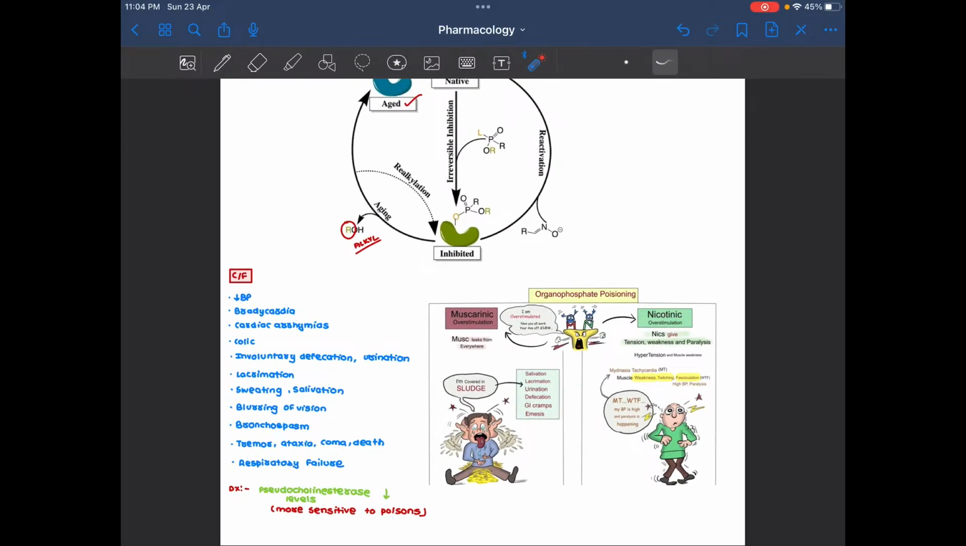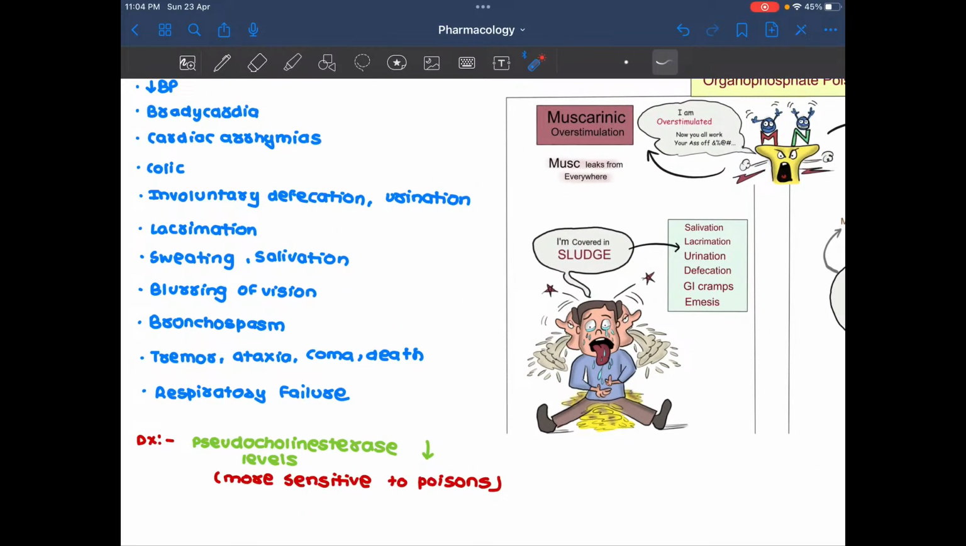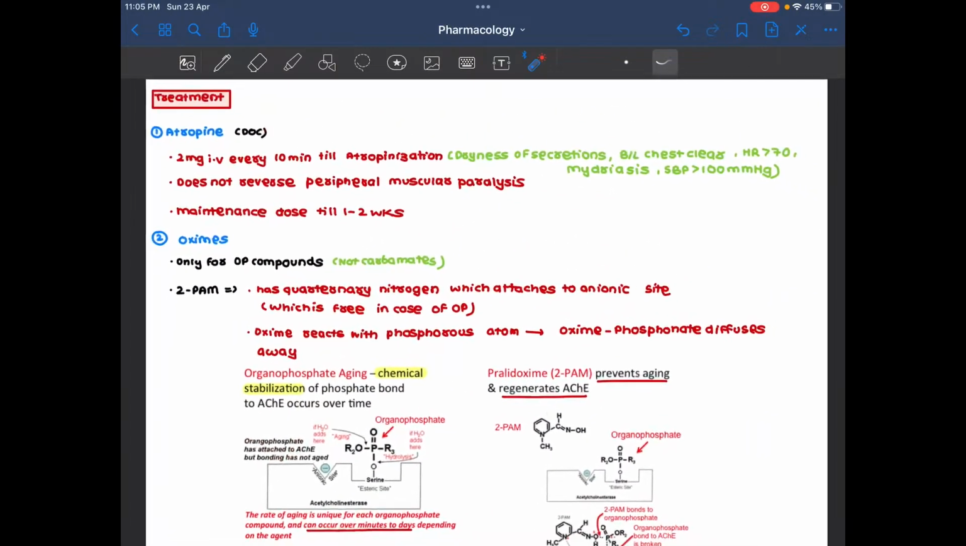Okay? How do we diagnose this organophosphate poisoning? Obviously, we can diagnose it on a clinical basis. If you want to perform a laboratory investigation, I might look at the pseudocholinesterase enzymes as well. Okay? Pseudocholinesterase levels I can see because they're more sensitive to these poisons. I can measure them very easily, present in the plasma. Okay? So pseudocholinesterase levels.